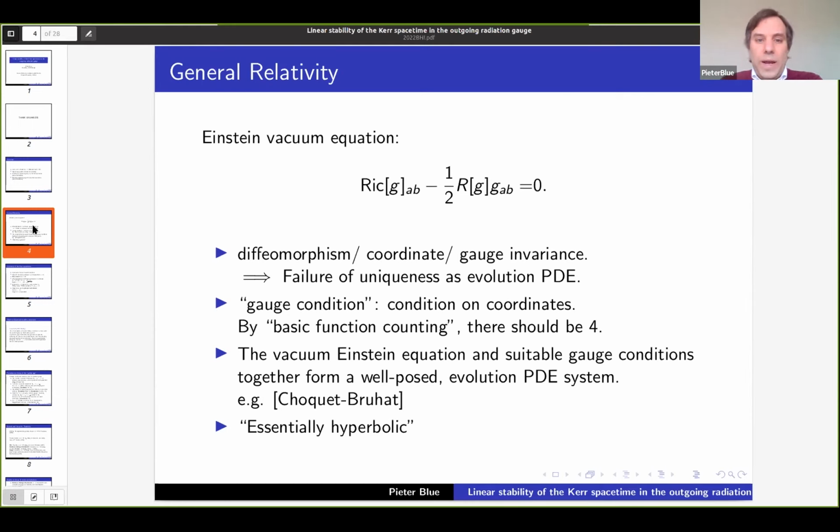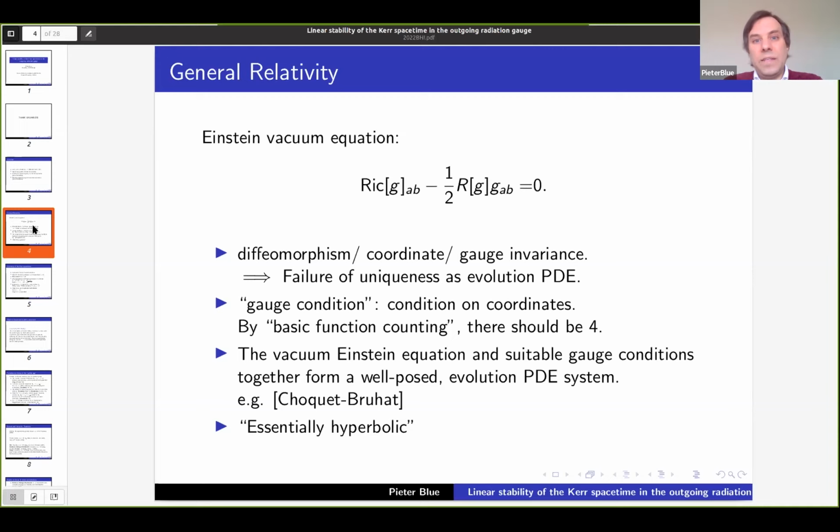So the way that one resolves this is to impose gauge conditions. These are, one can think of as conditions on the coordinates. And by basic function counting, there should be 4 of these to append to the Einstein equation in 1+3 dimensions. So the vacuum Einstein equation plus suitable gauge conditions, and there's multiple choices of these, together, these form a well-posed evolution PDE system, for example, from the work of Choquet-Bruhat in the 1950s.